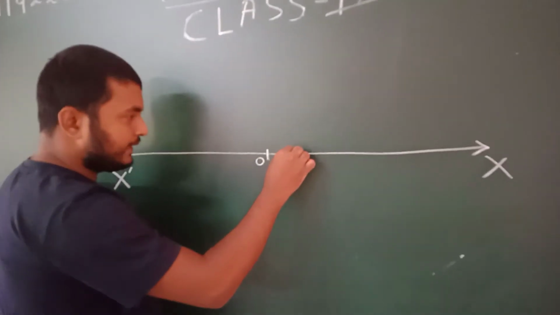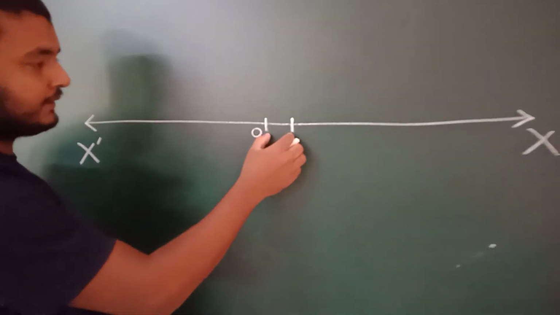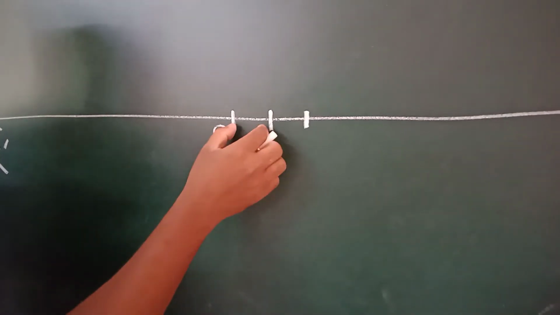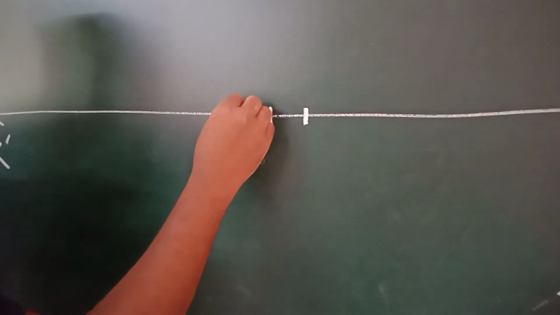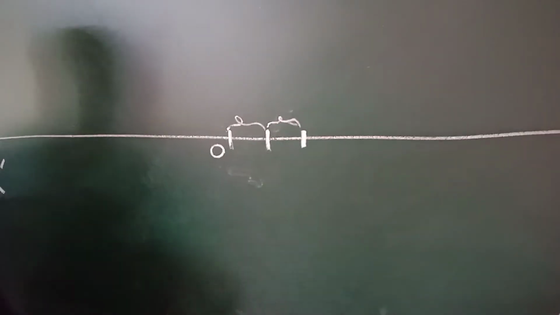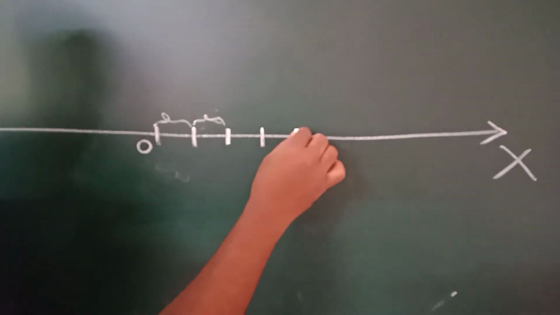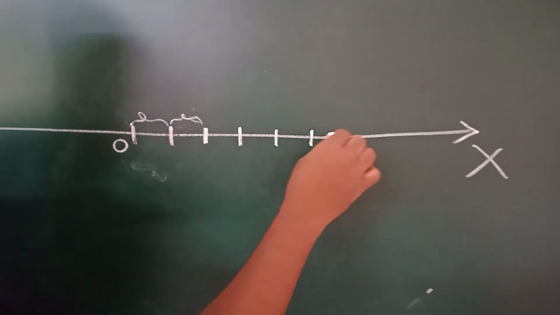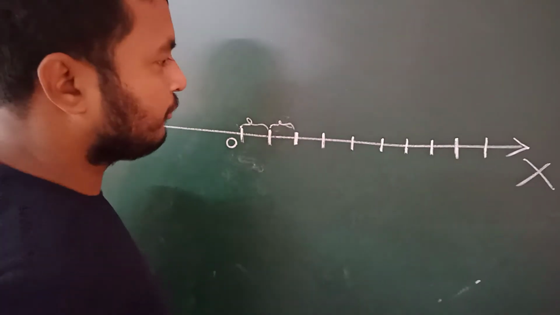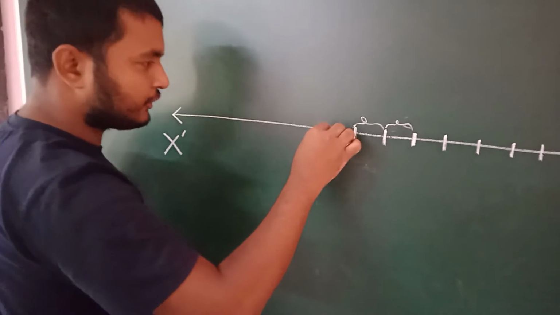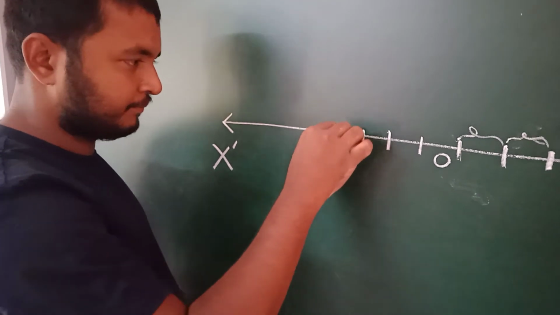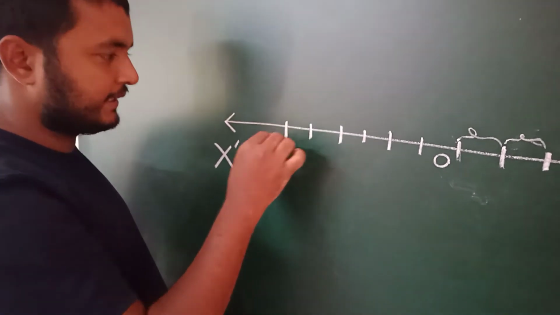Now we put another point here, another dash here, again another line here we draw, which are equally spaced. These two distances are always equal. Like this we draw several small lines at equal positions. Here also we draw similar lines at equal distances.